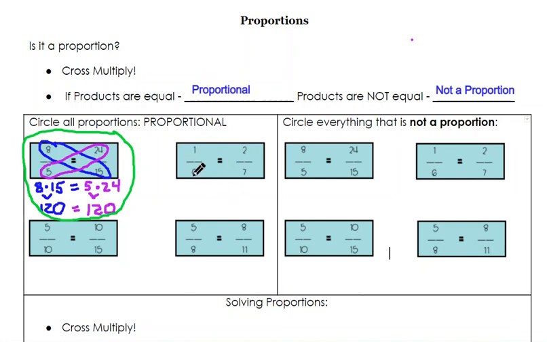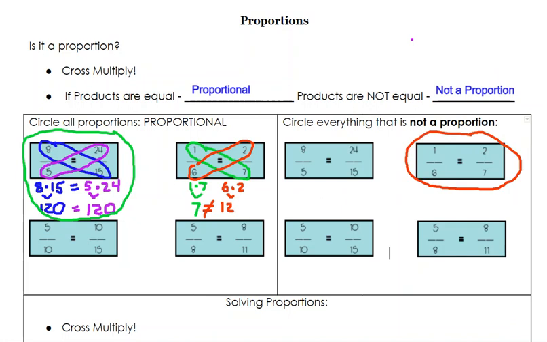Okay, here is one. Let's try this one and see if it's proportional or not. It's 1 over 6 equals 2 over 7. If I cross multiply, 1 times 7 will give me 7. On my other side, I would do 6 times 2, which gives me 12. These two are not equal. 7 does not equal 12. So therefore, it's not a proportion. I'm going to circle it over here.